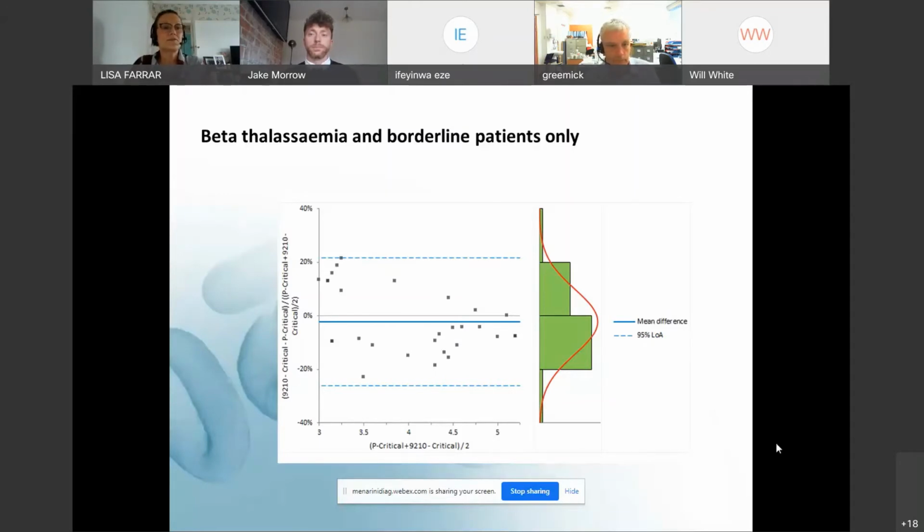On comparison of the results from 2017 to current date ones, it was clear that there had been an improvement in the comparability of the results in the critical region, and none of the patients that we had were resulting in misdiagnosis or a missing beta thal carrier diagnosis.